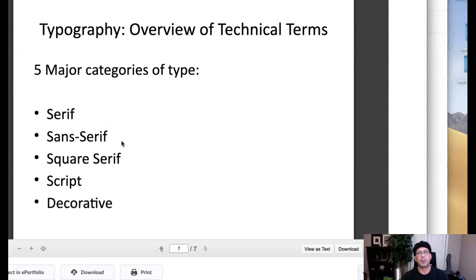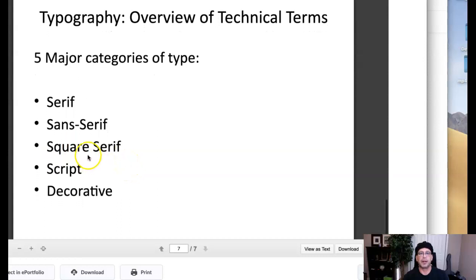Okay, we have what is called a square serif, and square serif is also known as an Egyptian serif or a slab serif, and that is where the serifs are big squares at the end of the letter forms. And again, take a look at the examples in the book for square serif, sans serif, script, and decorative type. Script is exactly what it is.